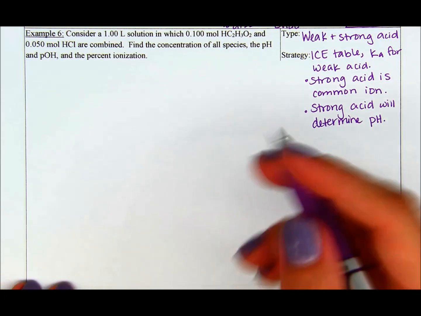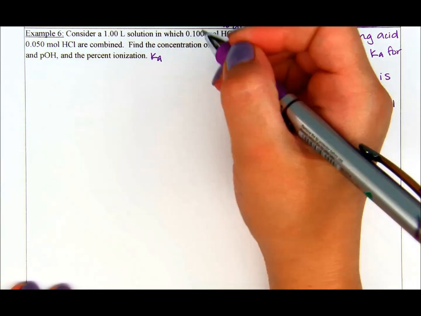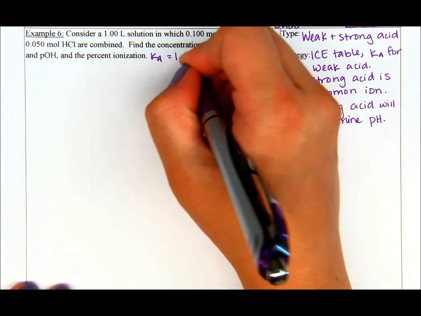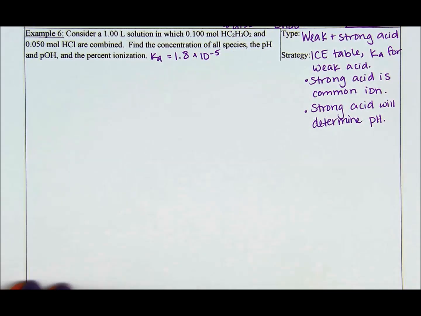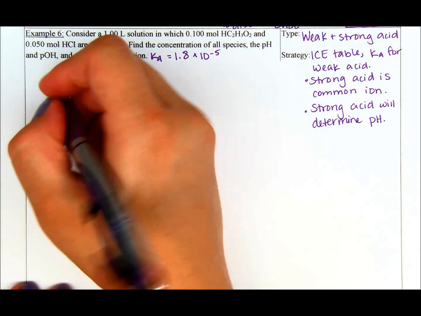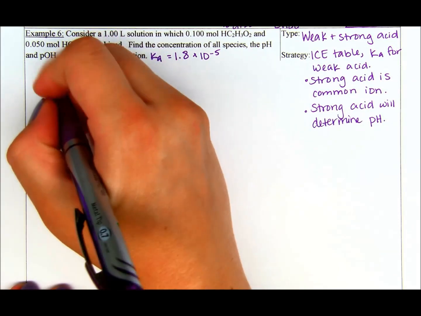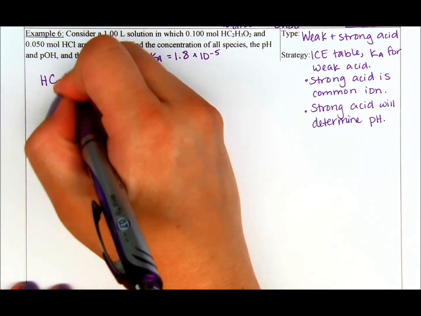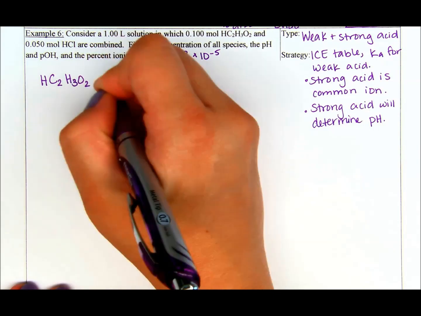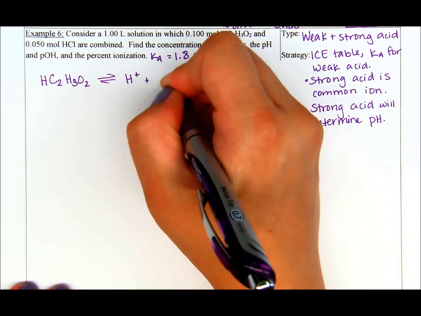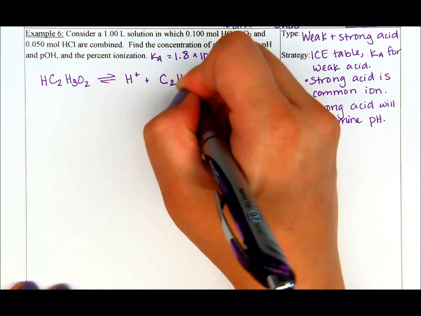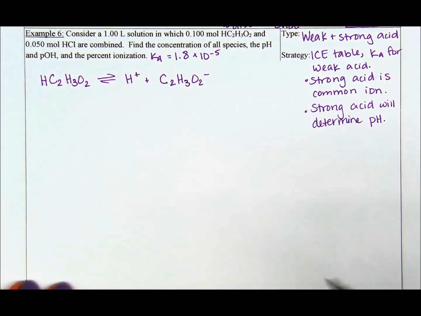So let's do our ICE box. Let's write our Ka. So we've been using the Ka of acetic acid. I just didn't type it in these, but we had it in all the previous problems. So let's go ahead and write your Ka there. So next step, always write your equation. HC2H3O2, that's your acetic acid, and that's going to dissociate into H plus and C2H3O2 minus.